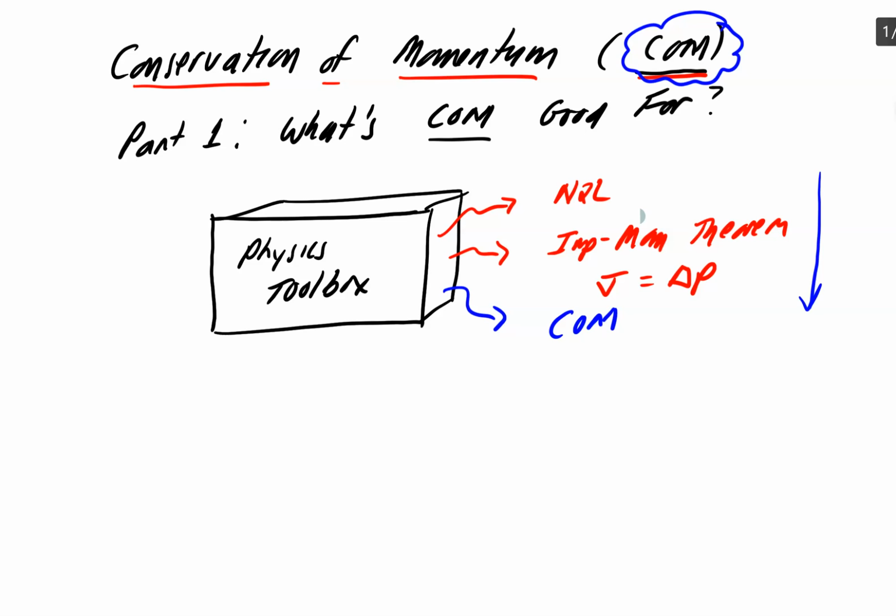And really, the way I want you to think about it is this is our order of priority in use. Conservation of momentum would be like the third tool that you would consider using in analyzing a situation. Newton's second law would always be number one. Then, if Newton's second law isn't available, you ask yourself, what about the impulse momentum theorem? And if that's not available, then, hey, what about conservation of momentum? Can I use it?